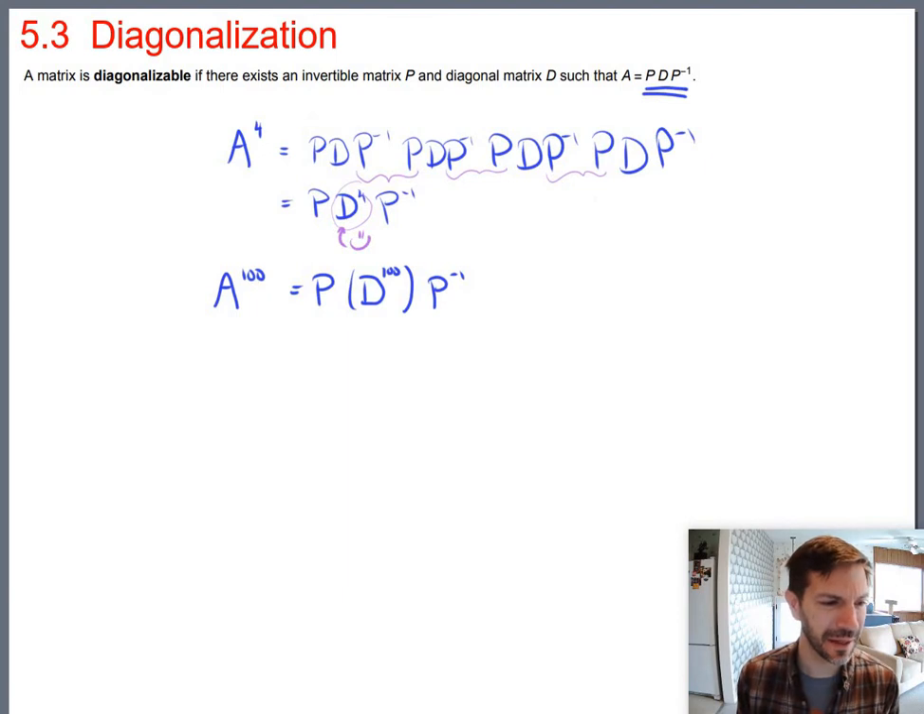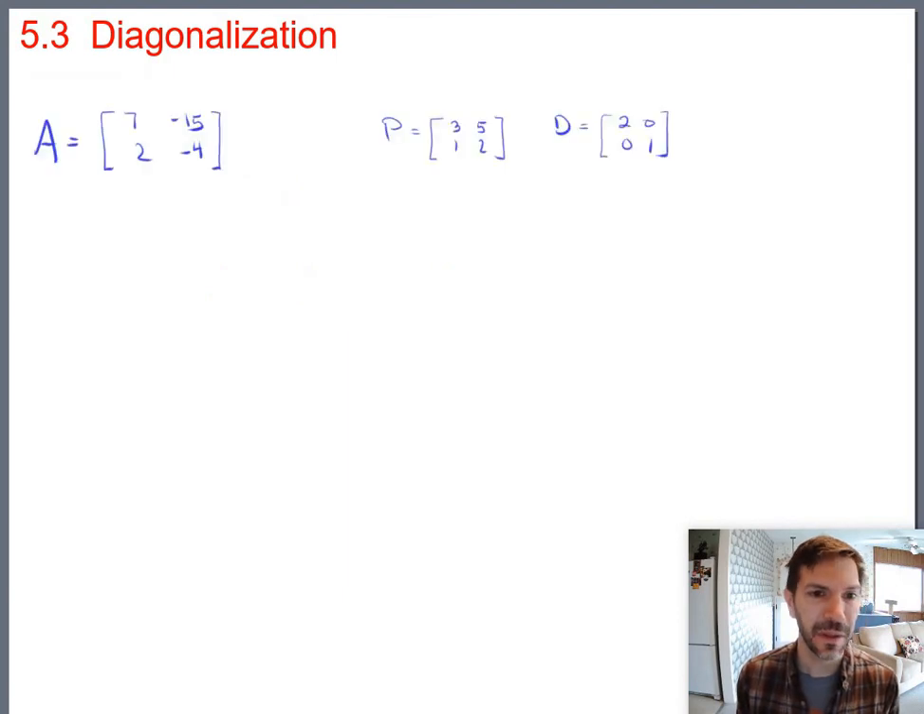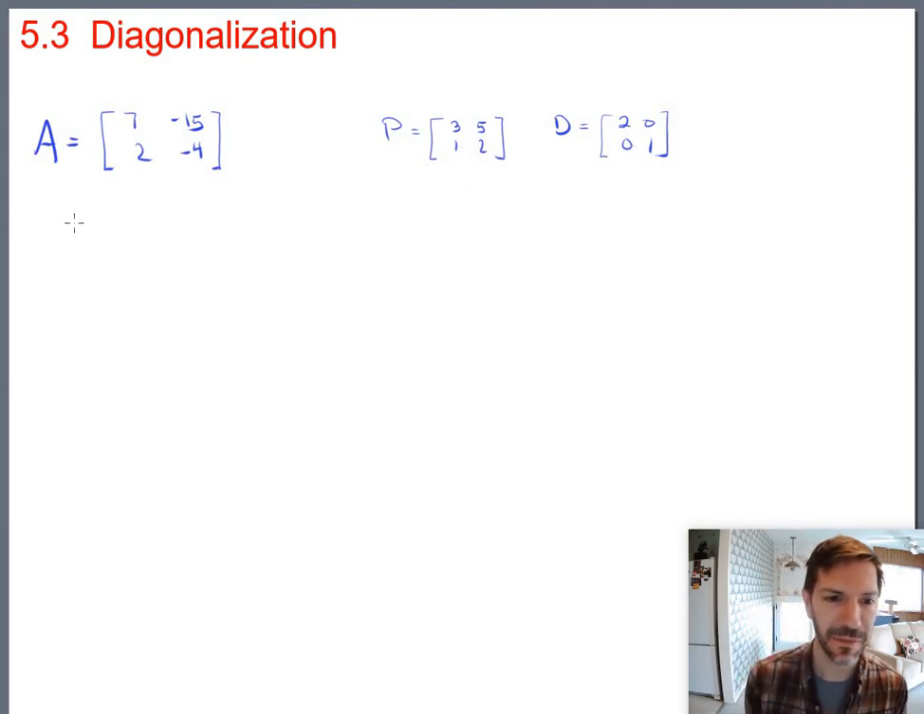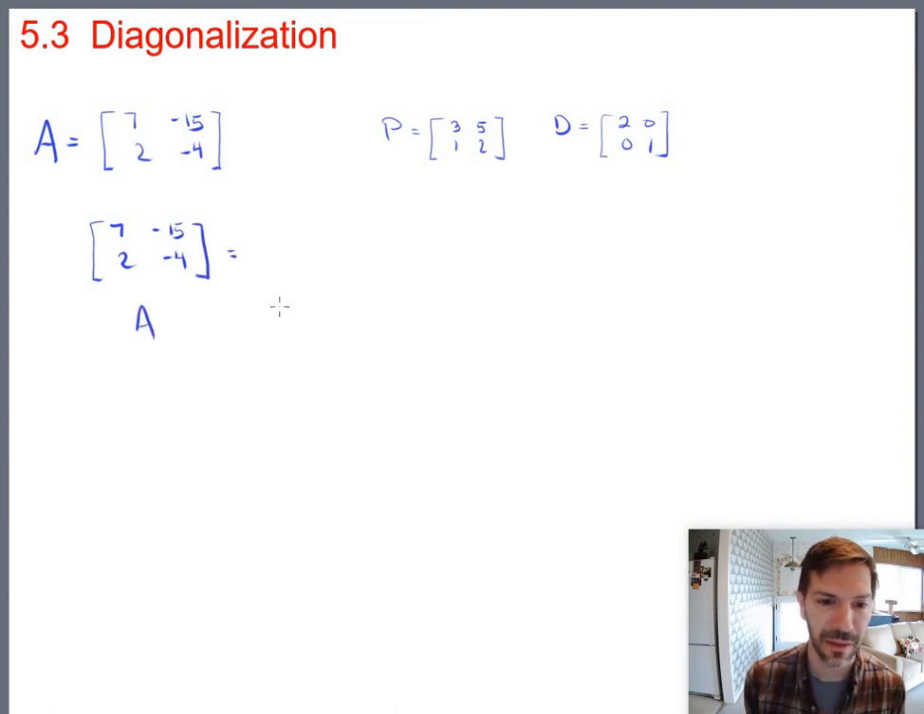So let's take a look at an example. So here's a 2 by 2 matrix. And for the moment, I'm just going to tell you what the P is and what the D is. So the first thing I'd like you to check is just to see if the factorization's actually correct. So there's A, and the claim is that it's equivalent to P times D times P inverse.